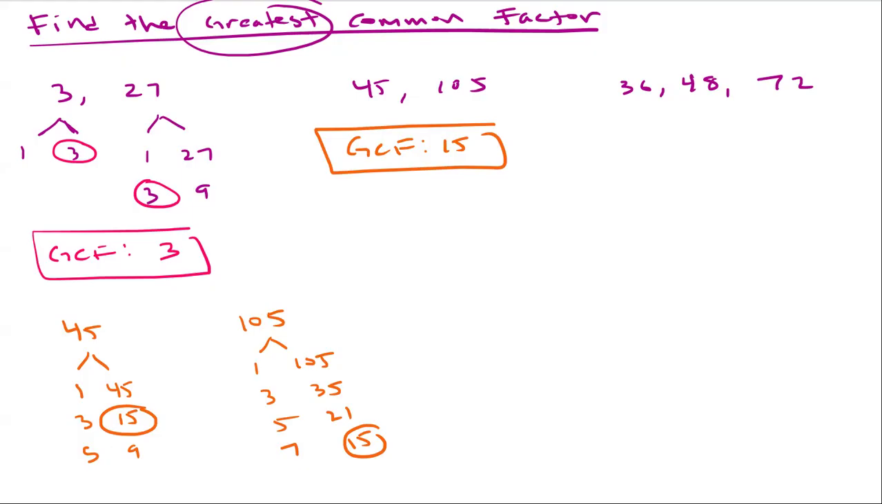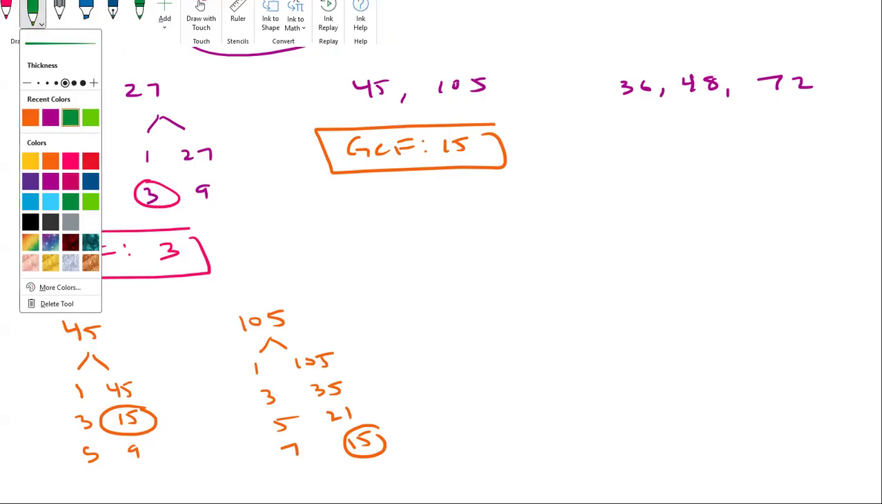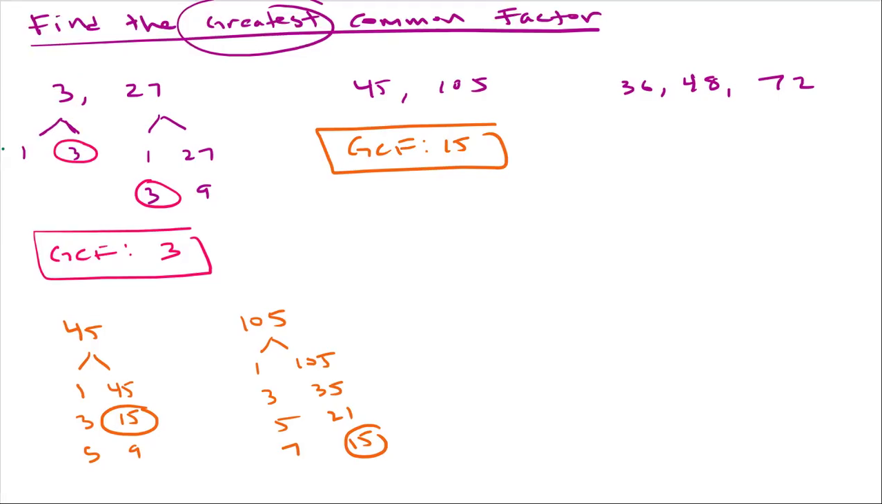And then the last one here, 36, 48, and 72. Again, let's do the same thing. We'll break them down. So we have 36. The factors of 36 are 1 and 36, 2 and 18, 3 and 12, and then 6 and 6.